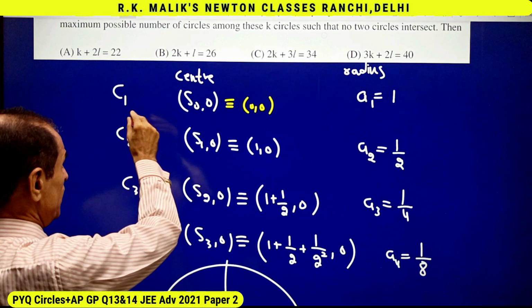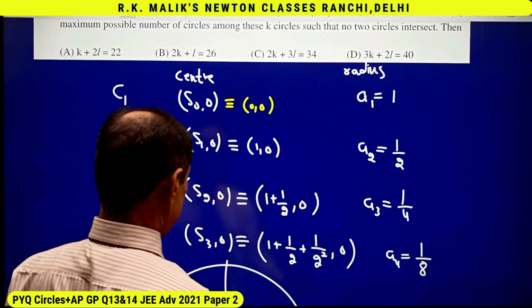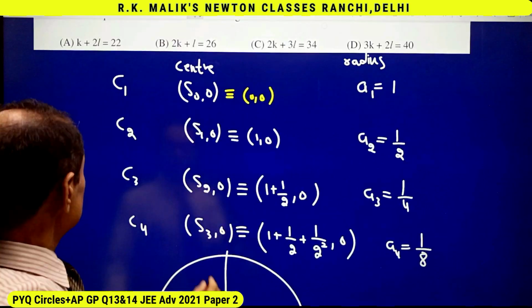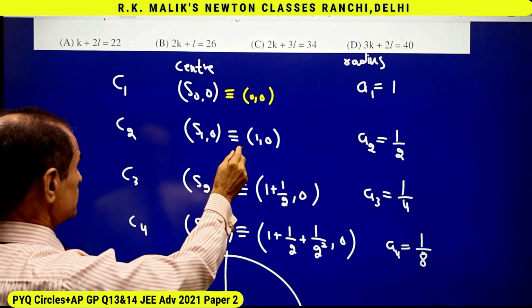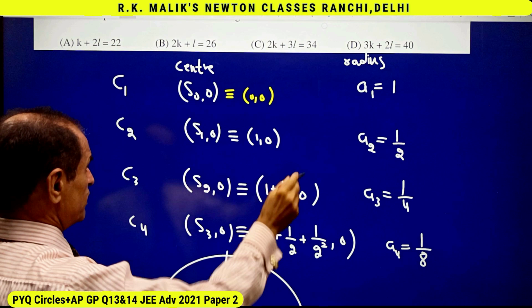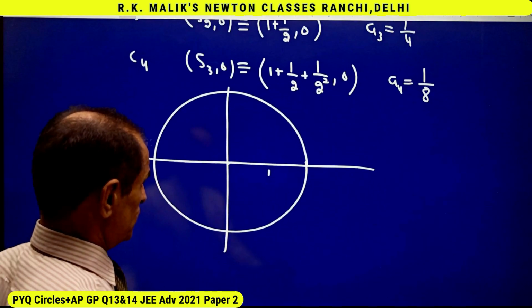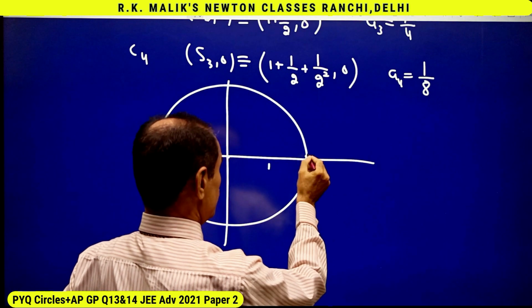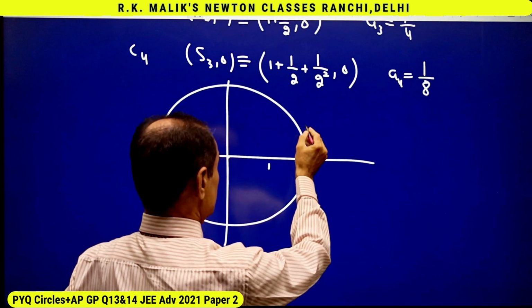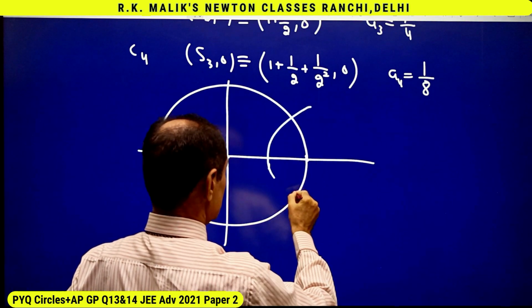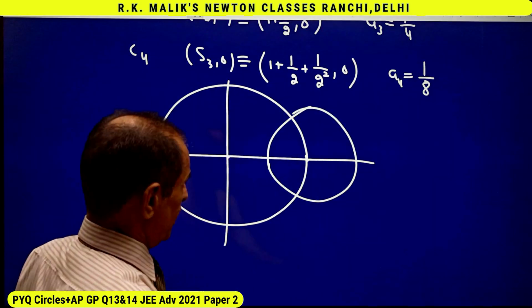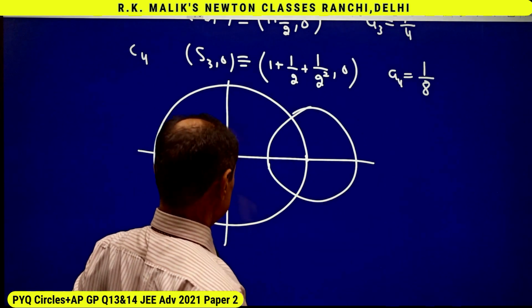First circle C1 has center 0, 0 and radius 1. Therefore, it is 0, 0 and radius 1. Second circle C2 has center 1, 0 and radius 1 by 2. Because this length is 1, the second circle will have its center here and radius 1 by 2, so this is the second circle and its radius is 1 by 2.